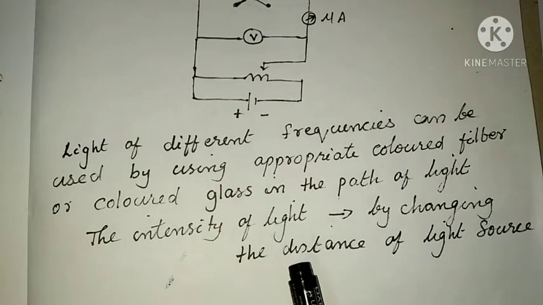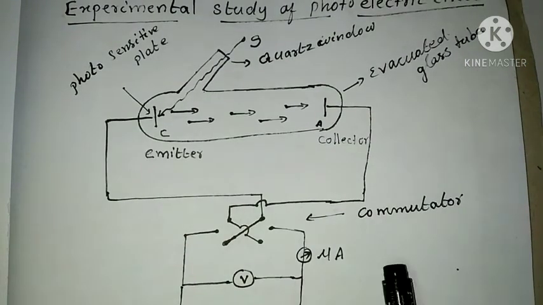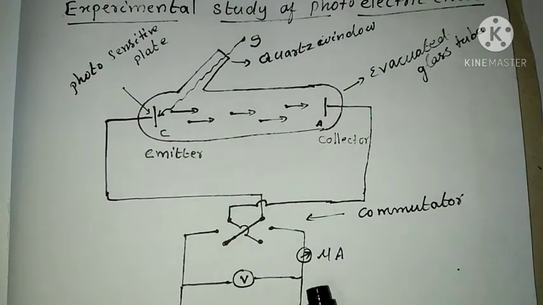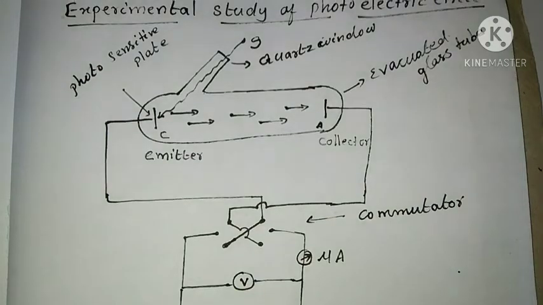So using this arrangement we are going to study the variation of photocurrent with intensity of radiation, then frequency of incident radiation, and the potential difference between the plates A and C, etc. So this is the experimental study of photoelectric effect.